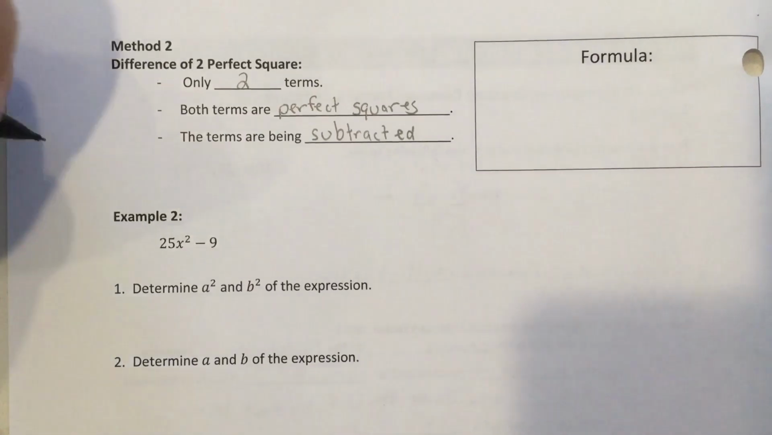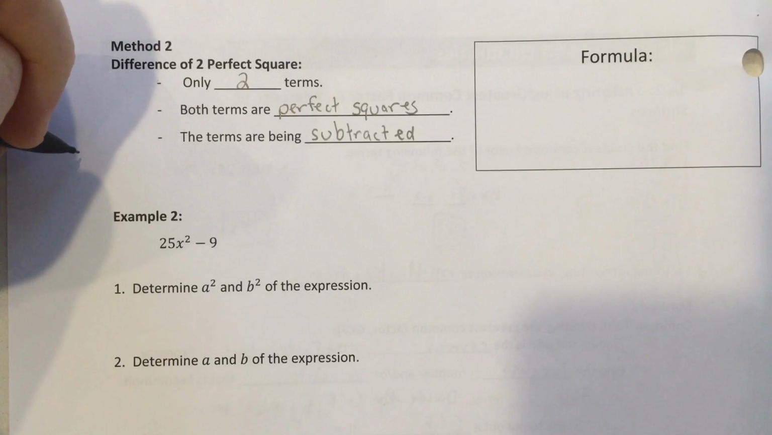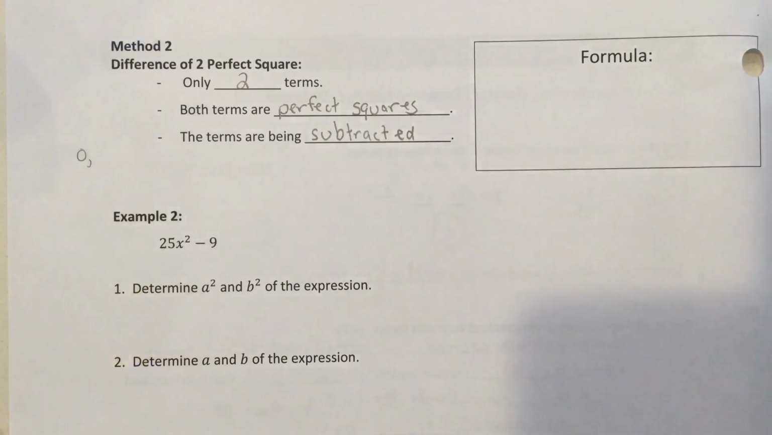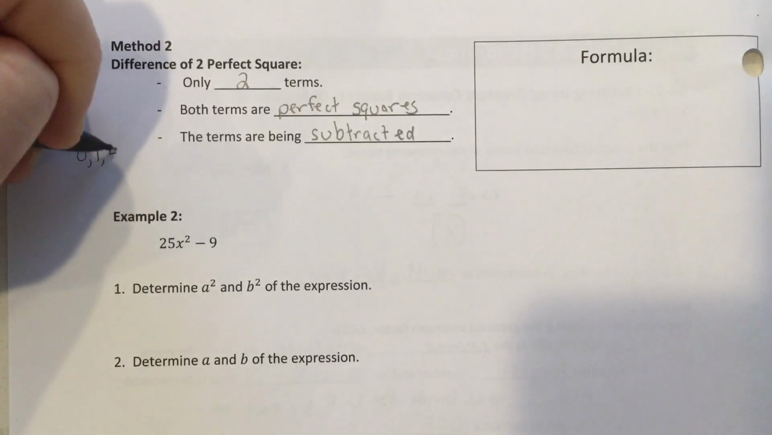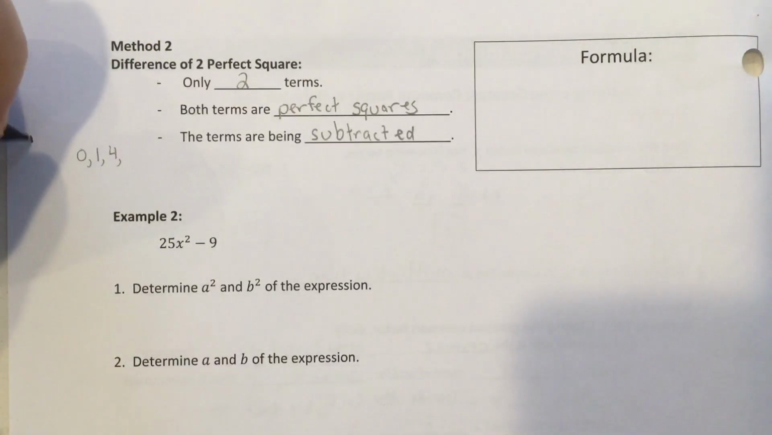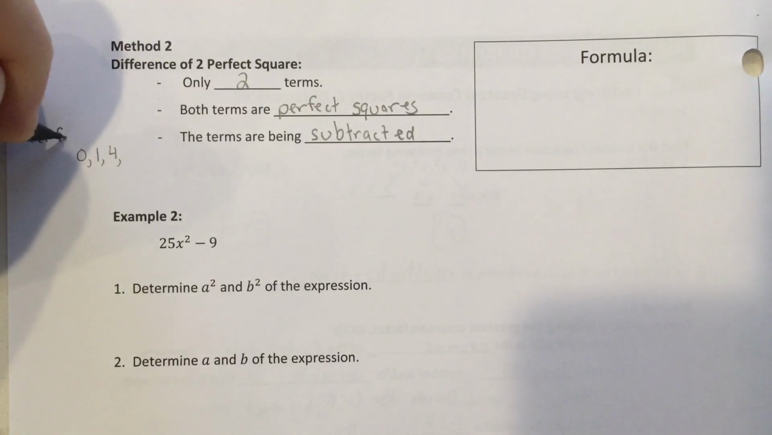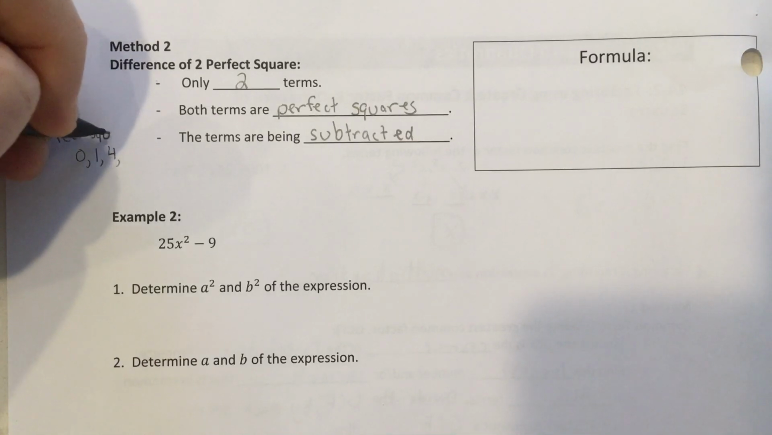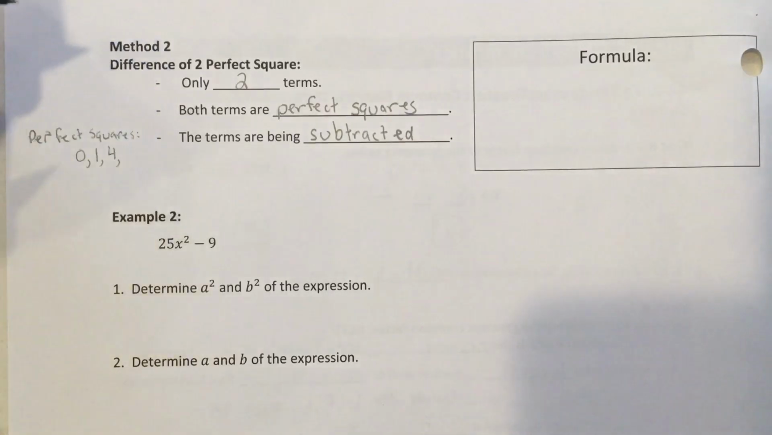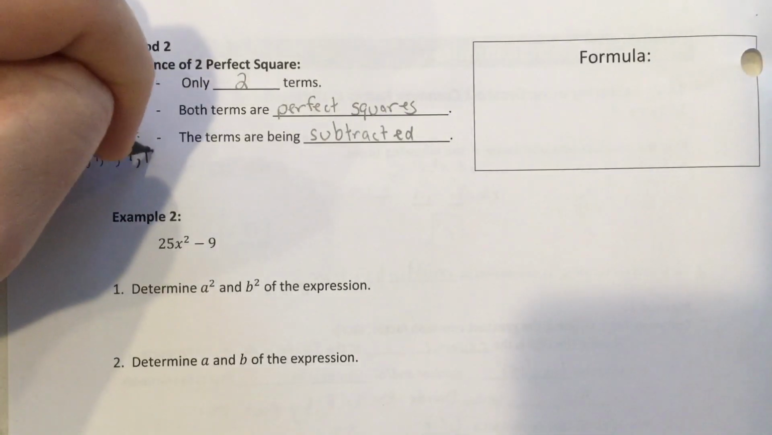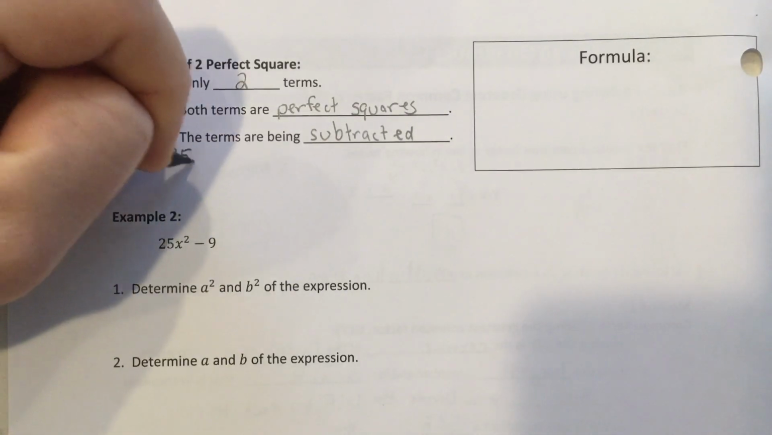That's the perfect square. So for example, 0 times 0 is 0, so 0 is a perfect square. 1 times 1 is 1, 1 is a perfect square. 2 times 2 is 4, 4 is a perfect square. I'll label these. These are perfect squares. 3 times 3 is 9. 9 is a perfect square. 4 times 4 is 16. 5 times 5 is 25.